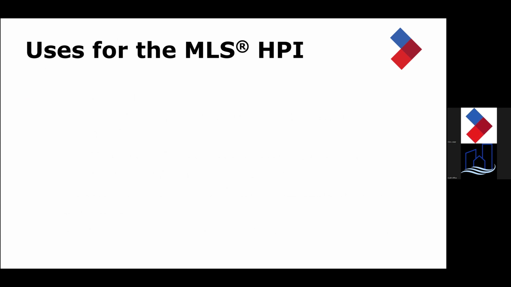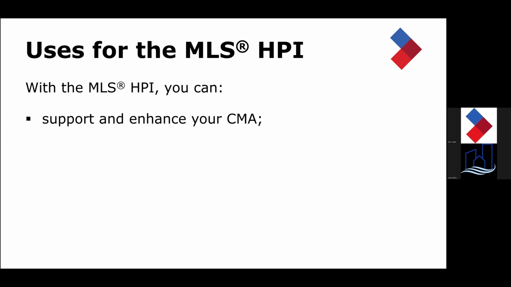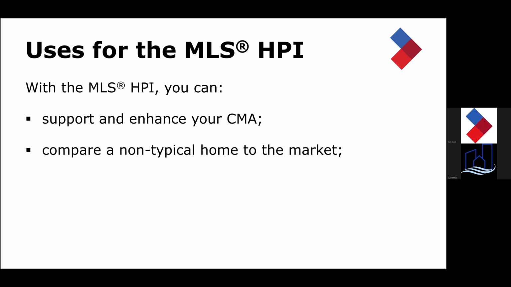So as a realtor, your main use for the MLS HPI will be to validate your comparative market analysis. However, there are other features that can help you do this, as well as other uses for the price data. For example, if the listing that you've taken is not similar to a benchmark or typical middle-of-the-road home, you can compare the features of the benchmark home to the features of your listing, and then make the appropriate adjustments to your list price based on the differences in the characteristics of the two.